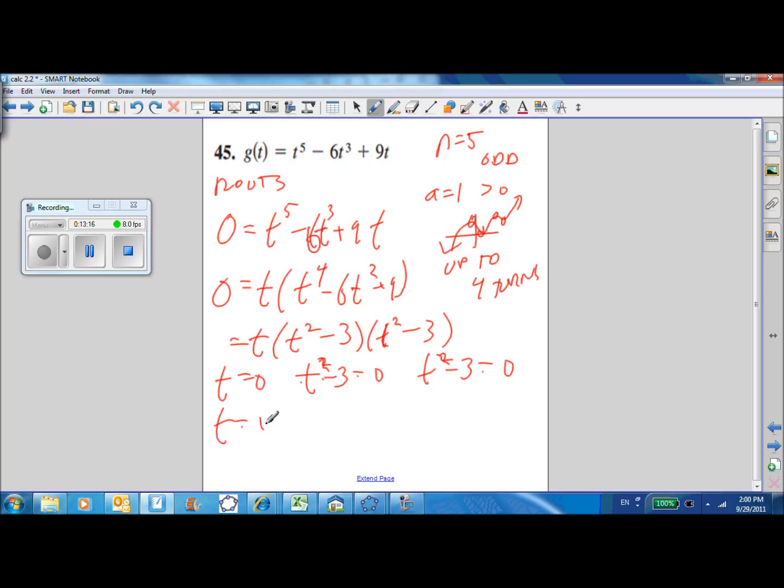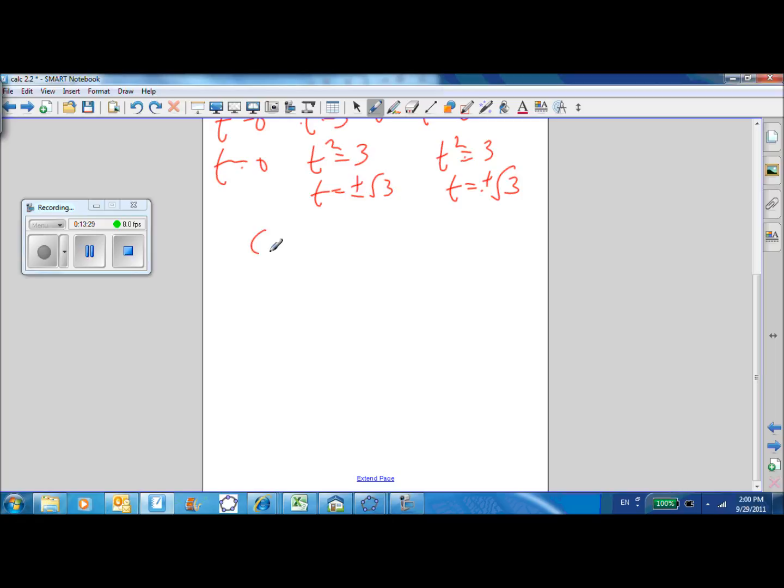And so we get t equals 0. t squared equals 3, so t equals plus or minus the square root of 3. Well, so we actually end up with 3 roots: 0, square root of 3, and negative square root of 3. But negative square root of 3 and square root of 3 showed up twice, so this is multiplicity of 2 for both of these. So that means both of these are double roots.